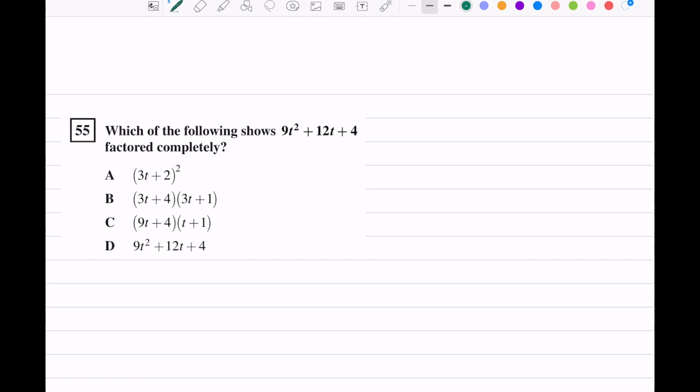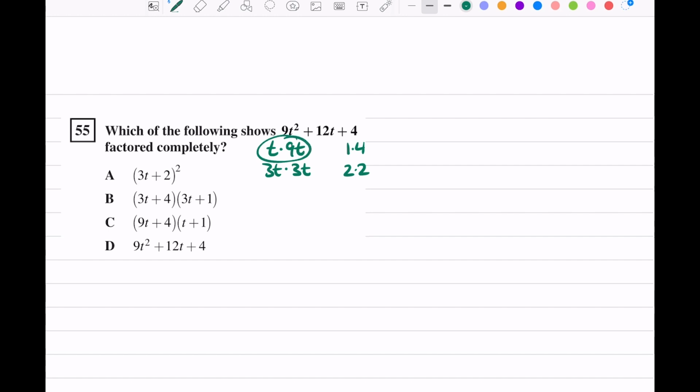Which of the following shows 9t squared plus 12t plus 4 factored completely? So this is a more challenging polynomial to factor because of our 9t squared there. Our first pieces could be t times 9t or 3t times 3t. And our last pieces could be 1 times 4 or 2 times 2.